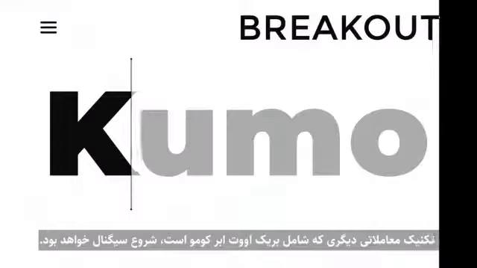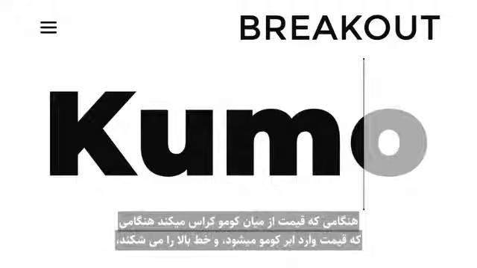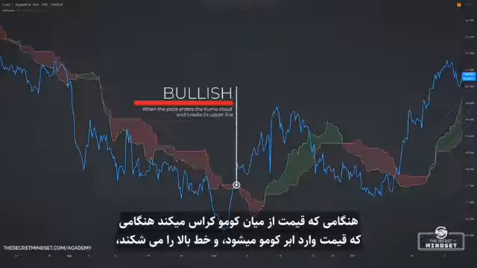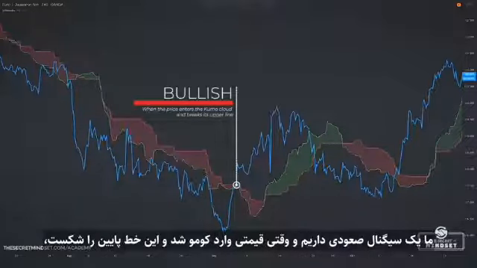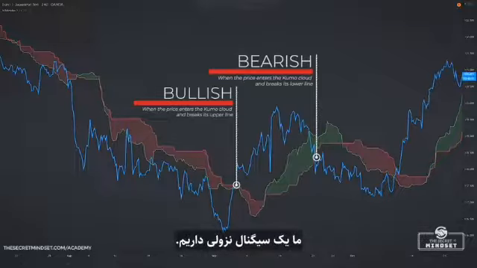Another trading technique involves the Kumo cloud breakout. This signal occurs when the price cuts through the Kumo cloud. When the price enters the Kumo and breaks its upper line, we have a bullish signal. And when the price enters the Kumo and breaks its lower line, we have a bearish signal.